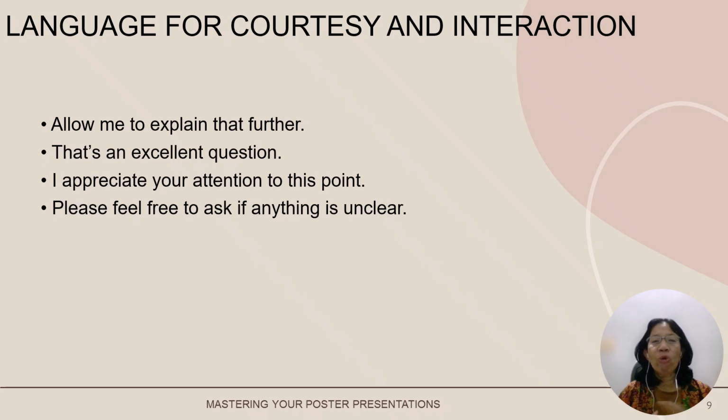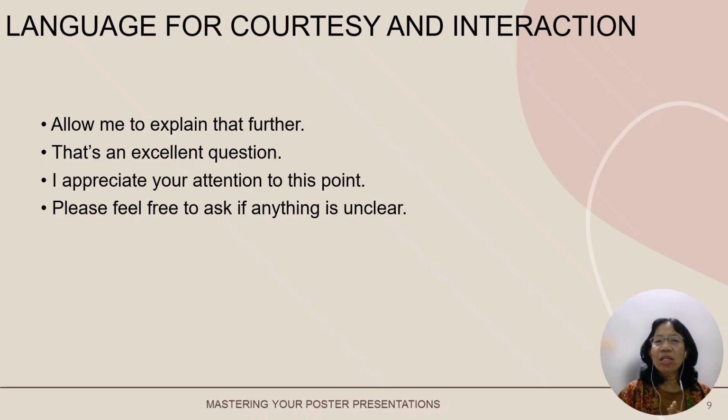Sometimes a question requires a more in-depth answer than you initially planned, or you need a moment to collect your thoughts. Use a polite lead-in to manage the process. "Allow me to explain that further." This buys you a moment and gives the impression that you are taking a thoughtful approach, enhancing your perceived competence.